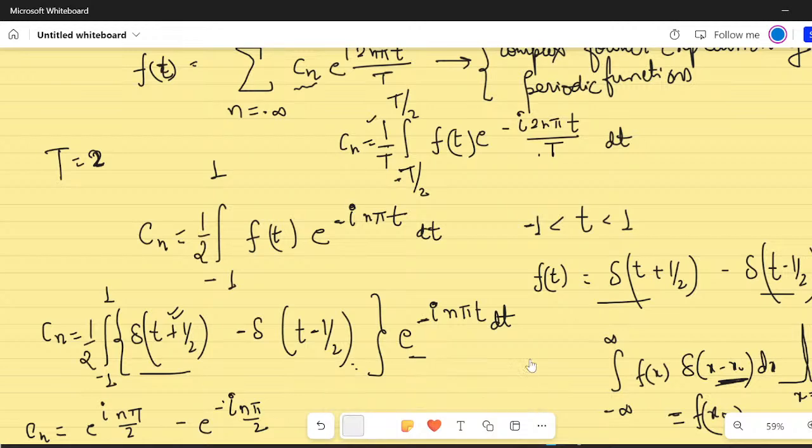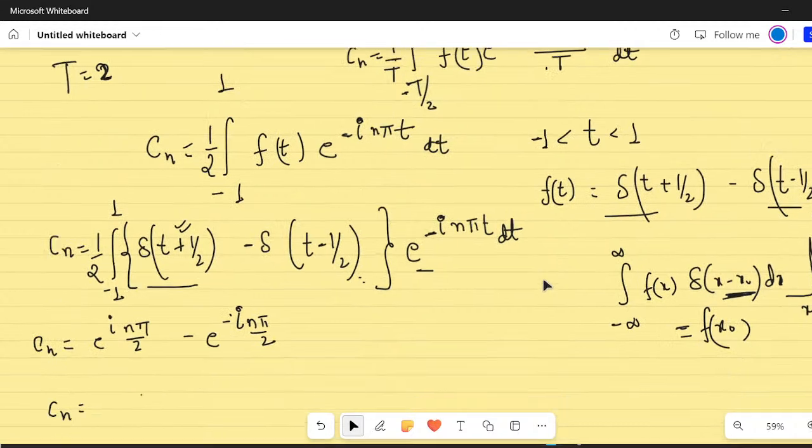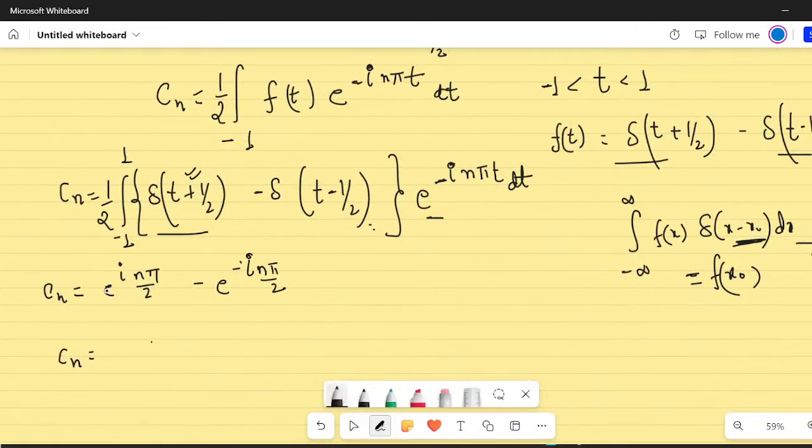So what will happen? Your Cn, I simply have to write 1 upon 2 here. If I've written 2 here, I will simply multiply with iota and divide by iota. So I'll get simply iota, and this is sine of n pi upon 2. So I think this was the answer: iota into sine of n pi upon 2. This was the answer in the exam. I hope it is clear. So this is how you do your questions in the exam.